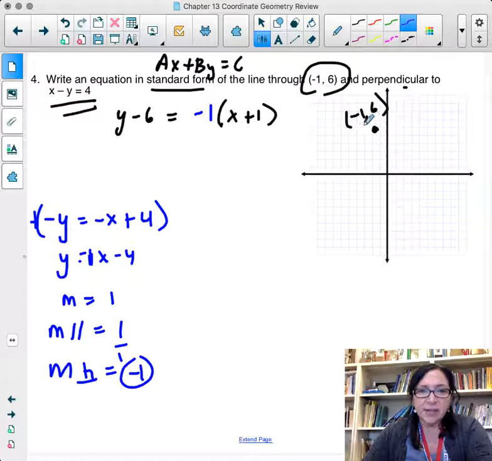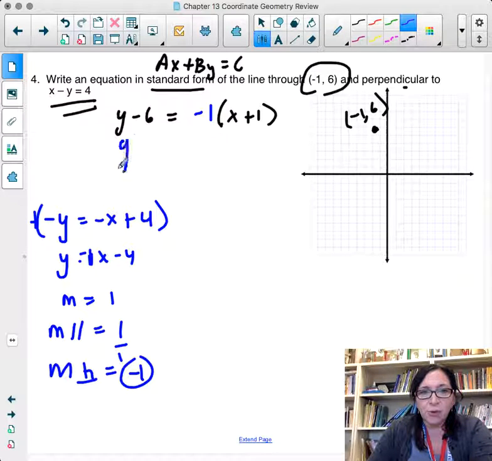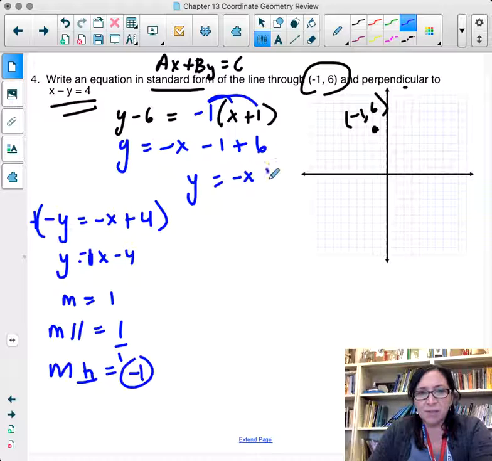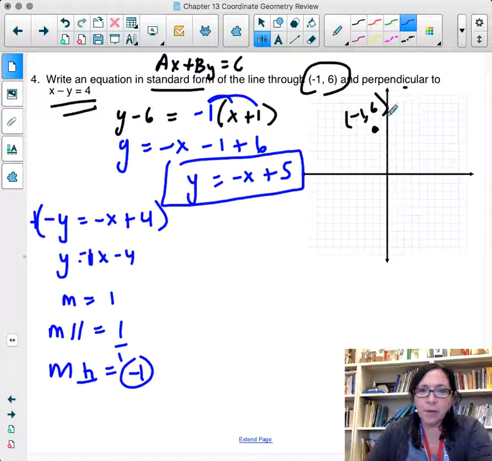So what they're saying is the slope that's perpendicular to this, down 1 over 1, would be something like that. So let's just solve, because they want it in standard form. So I get y equals, distribute, negative x minus 1, add 6. So y equals negative x plus 5, and there we go. That means I'm up 5.